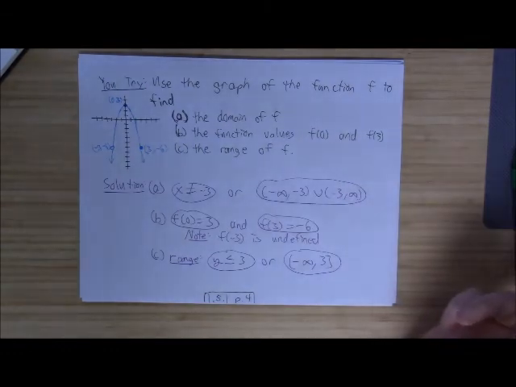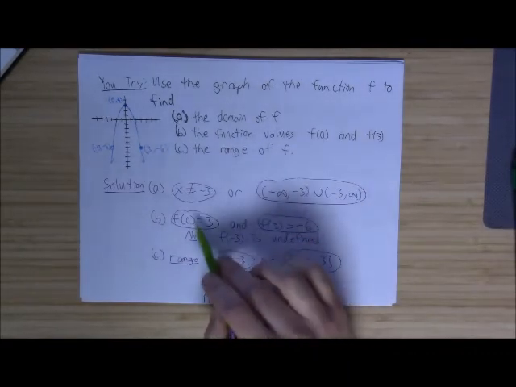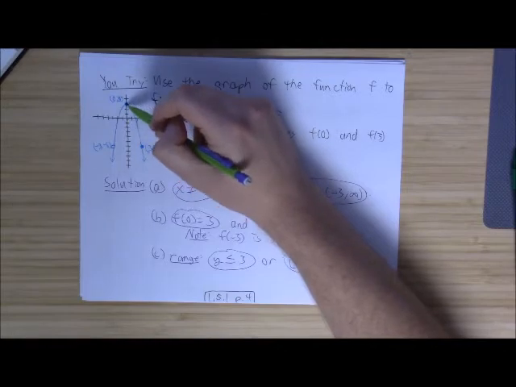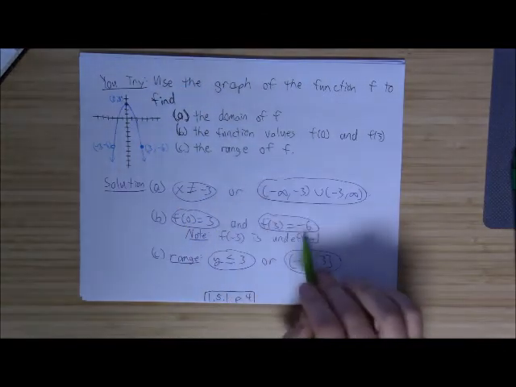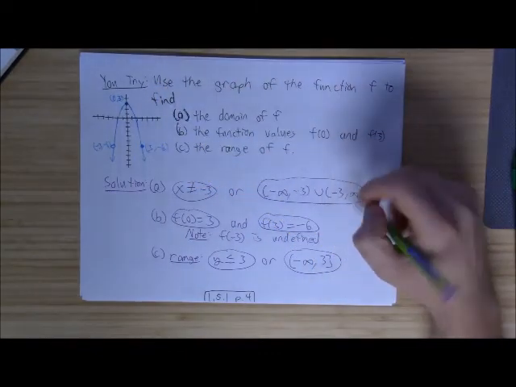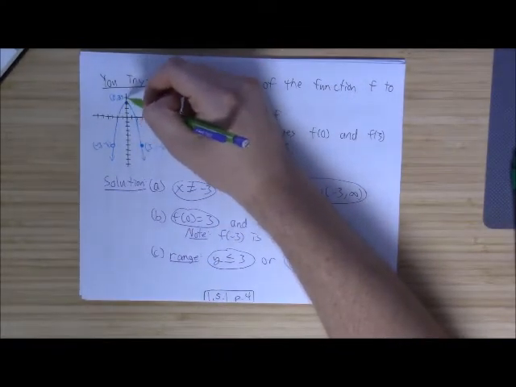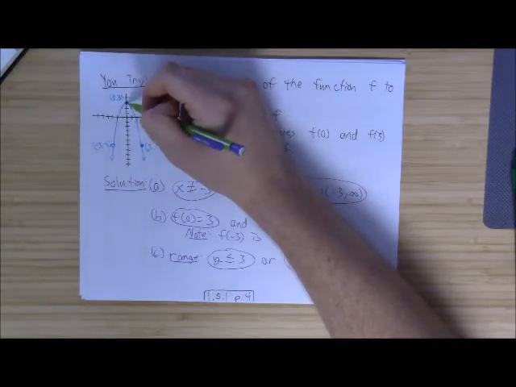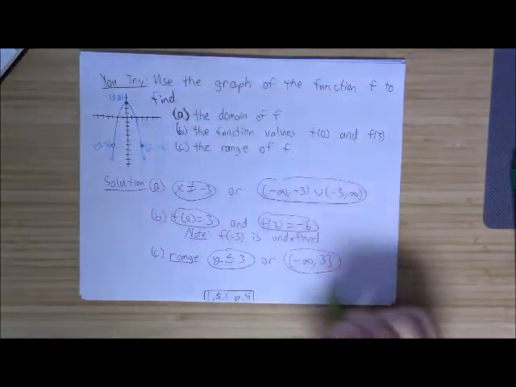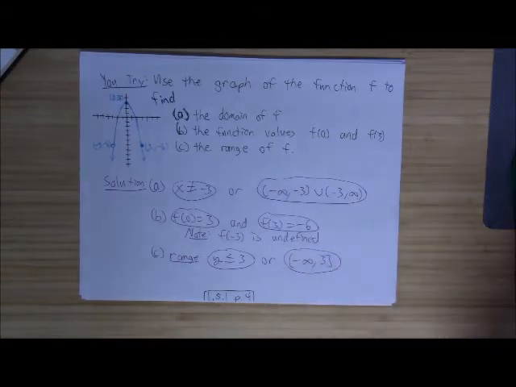For B, the function values f of 0 and f of 3 are just found from the ordered pairs. Namely, when x is 0, we look and find where's our y value. Well, our y value is 3. When x is 3, we have that our y value is negative 6. For range, no matter what, our y values all go at highest of 3 and all the way down. Here we miss the hole because we do get a y value here, right? So it's y less than or equal to 3, or if you prefer, negative infinity up to 3, including 3.